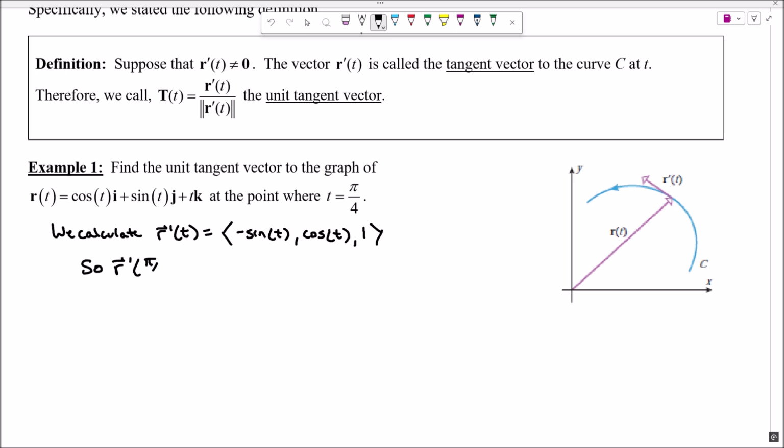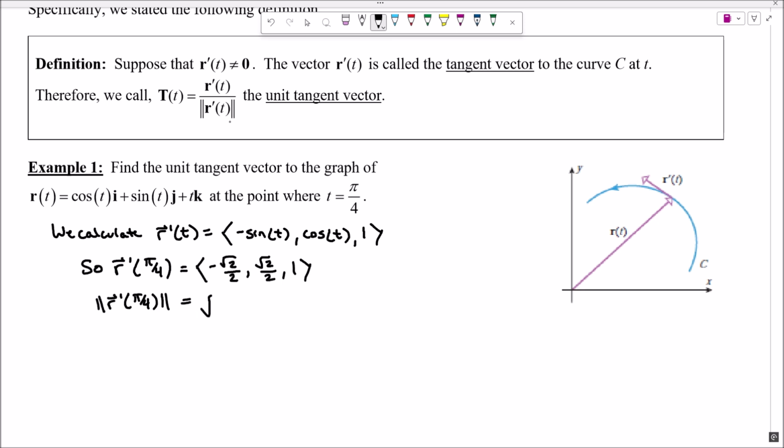Notice that this makes it unbelievably easy to then evaluate this function as well. So I'm going to evaluate this right away at the value of pi over 4. That's going to get me negative square root of 2 over 2, positive square root of 2 over 2, and 1. So I already have the vector. I just can't guarantee that this vector is 1 unit long, and so I will need to divide by its norm.